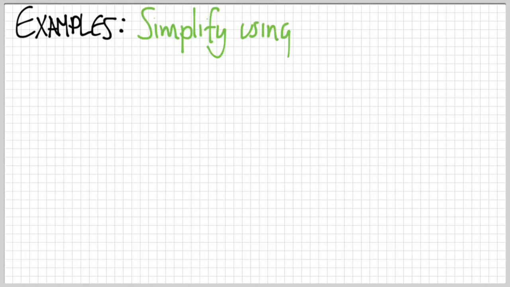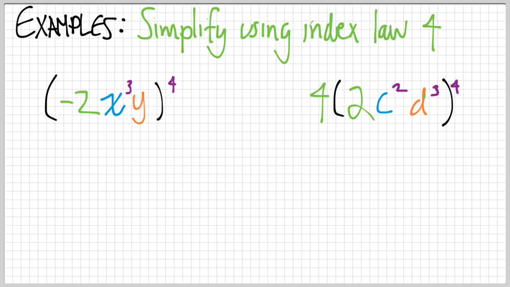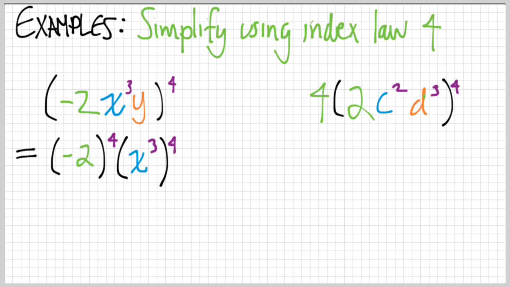We're going to simplify some expressions using index law 4. So we've got stuff in brackets raised to one power. And basically what we're going to do is take each individual little piece and raise it to that power. So we're going to get negative 2, and I put it in its own brackets, which is always a good idea. And we're going to raise that to the power 4.